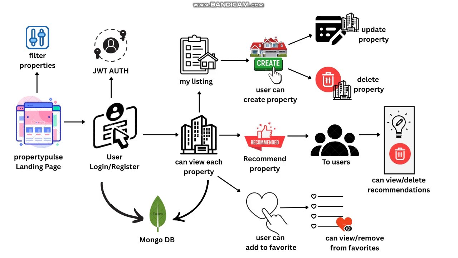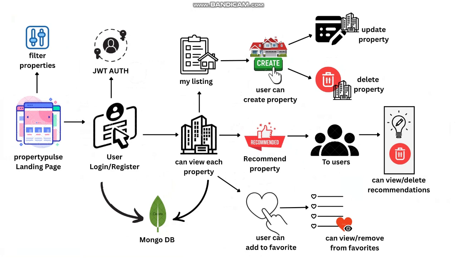If needed, users can update or delete their existing property listings with just a few clicks. Each property comes with the ability to be recommended. Users can recommend any property to others by simply using their email. All received recommendations are viewable in the dashboard, and users have the option to delete any if needed.